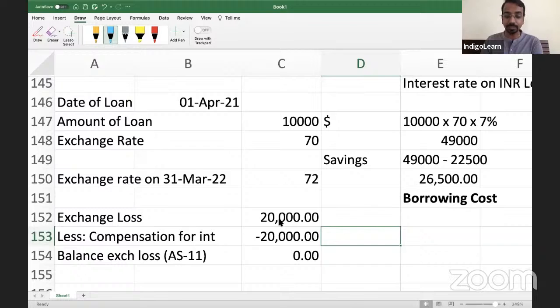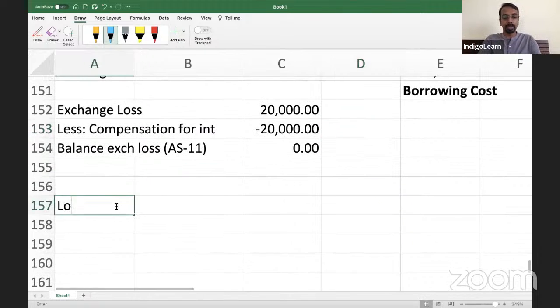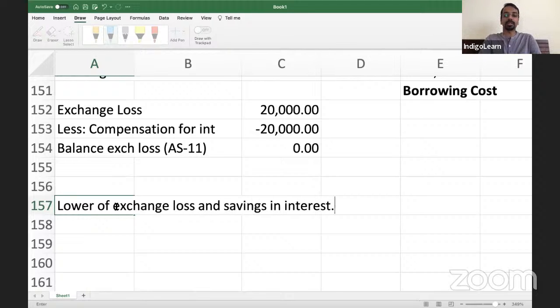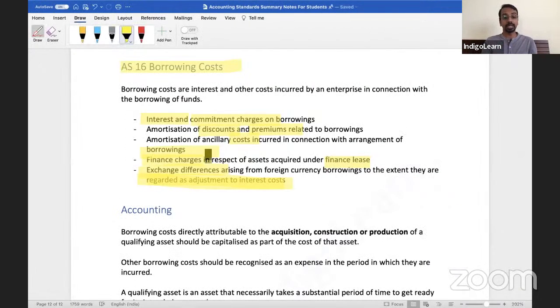First, you will apply AS16 to the extent of savings in interest. You will treat it as a borrowing cost, and the balance will go for treatment under AS11. So the formula is lower of exchange loss and savings in interest. This you will consider as a borrowing cost. Please note this down. Whichever is less, to that extent will be treated as borrowing cost. Under which principle? Under this last principle: exchange differences arising from foreign currency borrowings, to the extent that they are regarded as adjustment to interest cost, will be considered as borrowing cost.